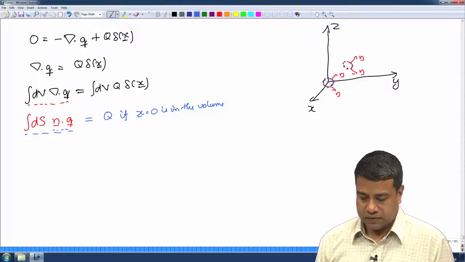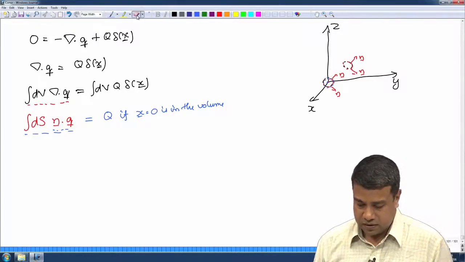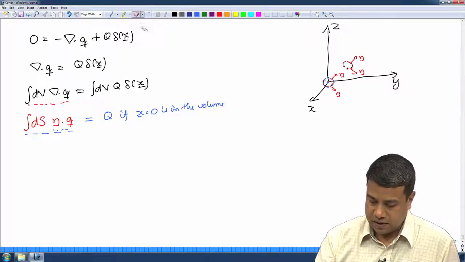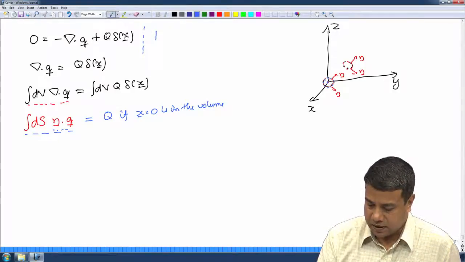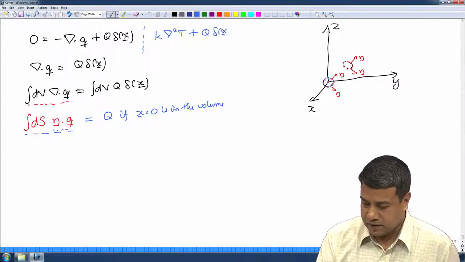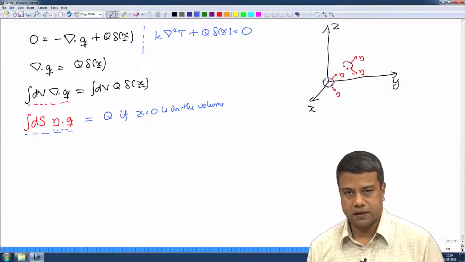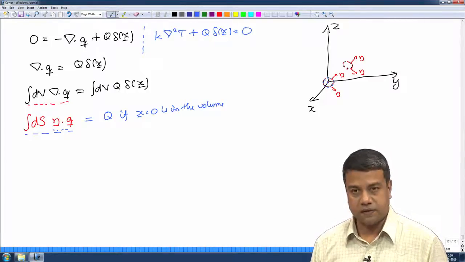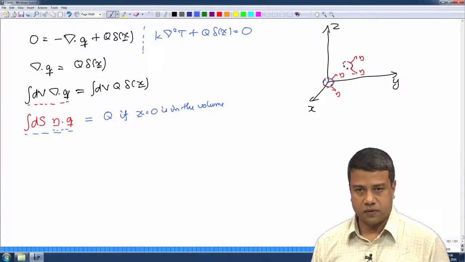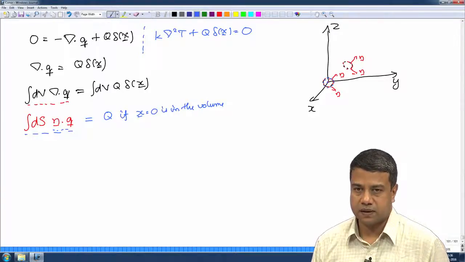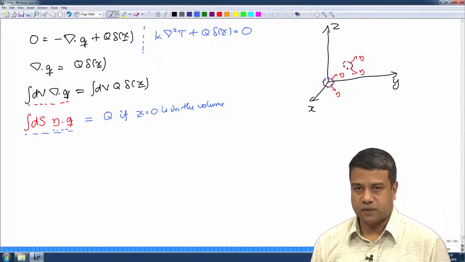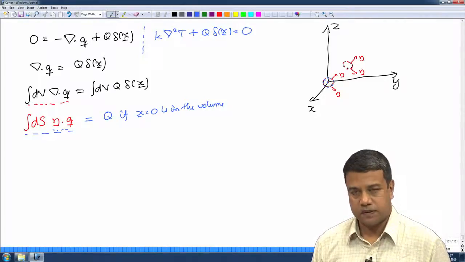So, therefore, what I have just shown you is the solution of this equation, written in terms of the flux this way. Alternatively, if I write it in terms of the temperature field, I will get k del square T plus q delta of x is equal to 0. Here q is the amount of heat generated per unit time. Note that in 3 dimensions, the delta function has dimensions of 1 over volume. It is 1 over h cubed, where h is the distance. So, it has dimensions of 1 over volume.